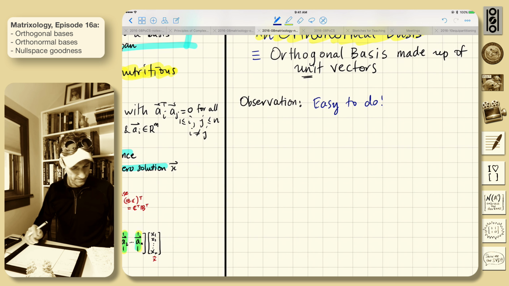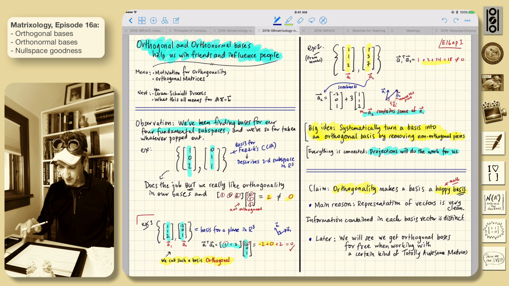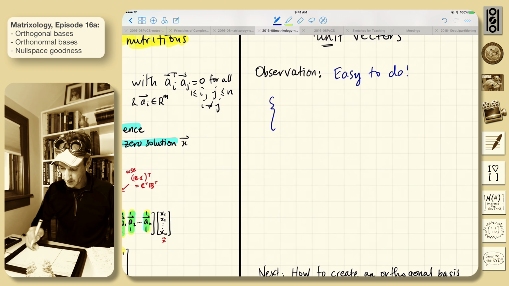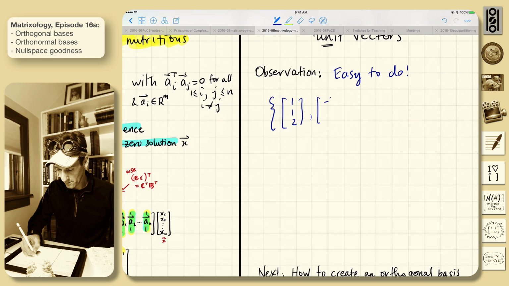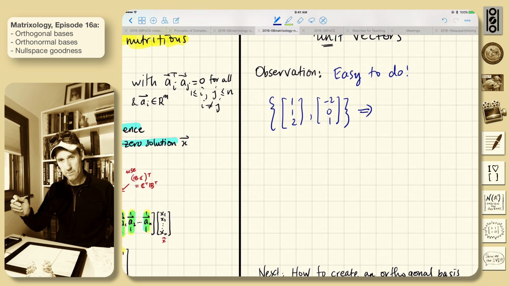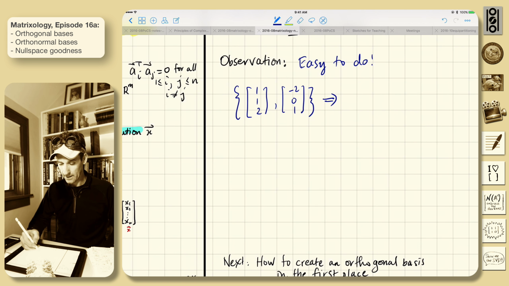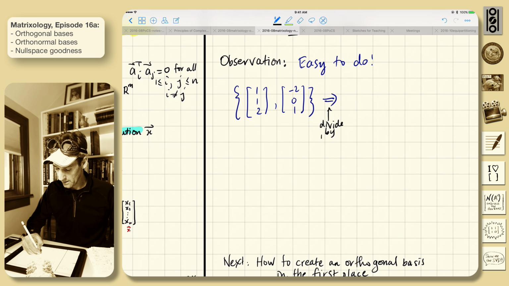So what do we have? We have 1, 1, 2. Let me get the right thing. Yeah. So let's say we have 1, 1, 2. And this is the basis we had before, and minus 2, 0, 1. Good. So this is orthogonal. And then we just divide by lengths, right? This isn't really a matrix operation. We're just going to simply do it. Divide by length.